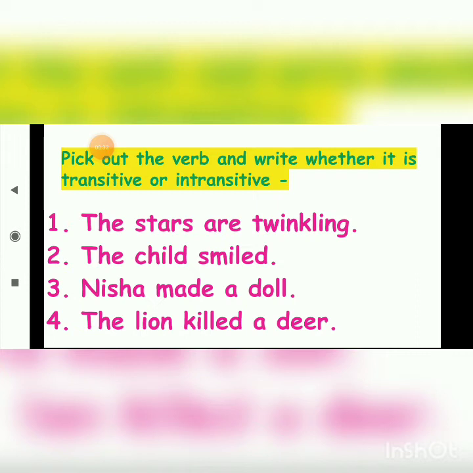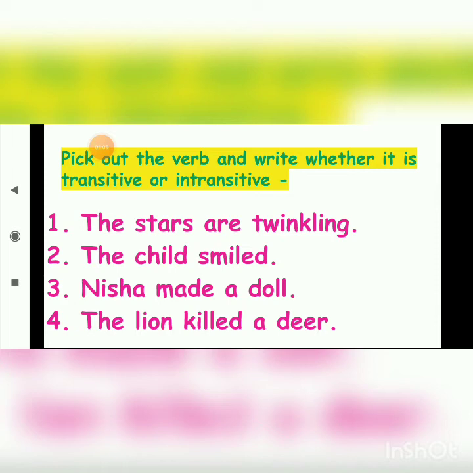First one, the stars are twinkling. Okay students, so what is the first sentence? The stars are twinkling. In the given sentence, the stars is a subject, twinkling. So what about twinkling? Whether it is a verb or an object. It is not an object, it is a verb. Here there is no object in the first sentence. The stars are twinkling. There is no object. So when there is no object in the sentence, the verb is always an intransitive verb.